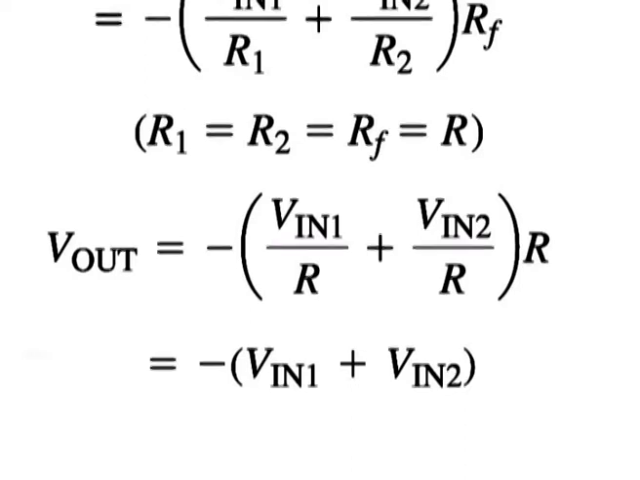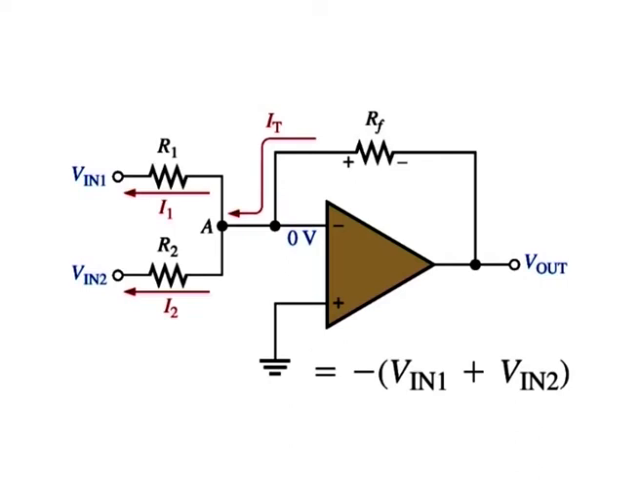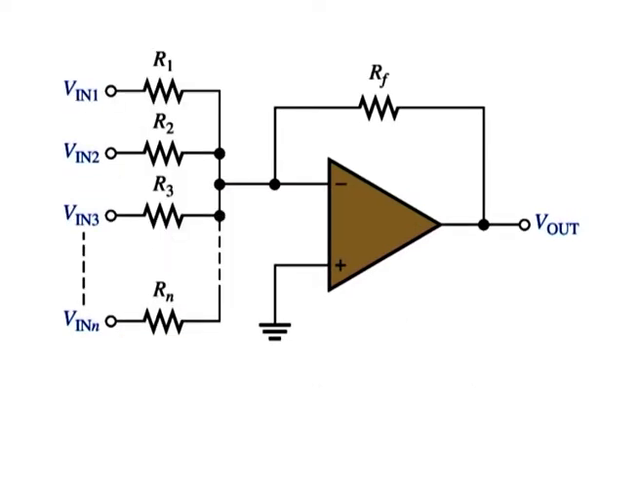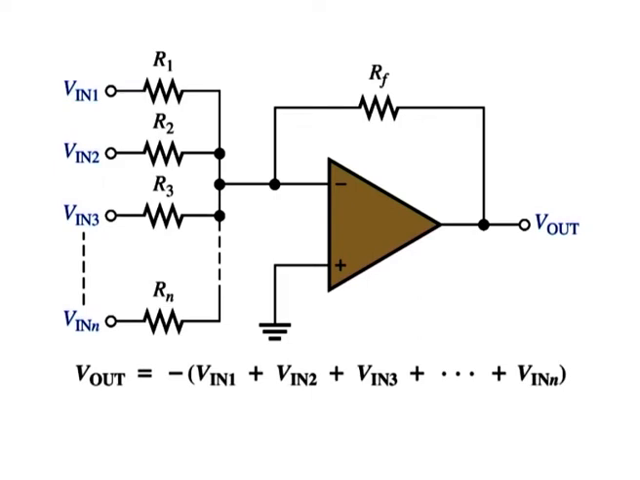This equation shows that the output voltage has the same magnitude as the sum of the two input voltages, but with a negative sign indicating inversion. This figure here shows the unity gain summing amplifier with n inputs and all resistors having the same value. A general expression for output voltage is given by this equation, where V out is equal to minus (V in 1 plus V in 2 plus V in 3 and so on till V in n).